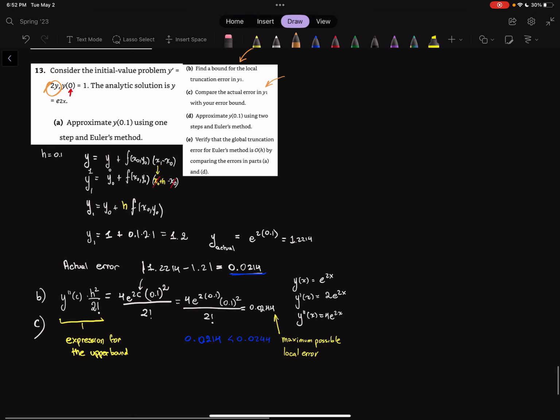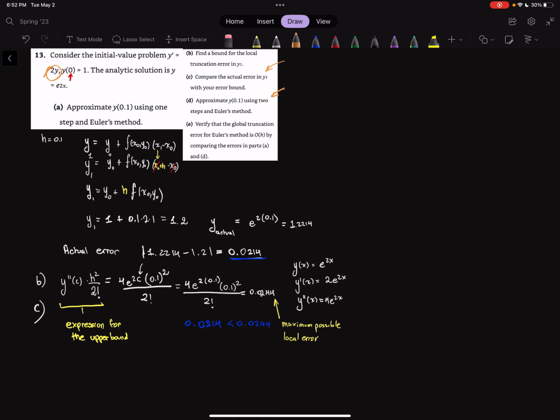And then what else? Approximate y of 0.1 using 2 steps, Euler method, and verify that the global truncation error for Euler's method is O(h) by comparing the errors in part A and part D. And we will do that in the next video.